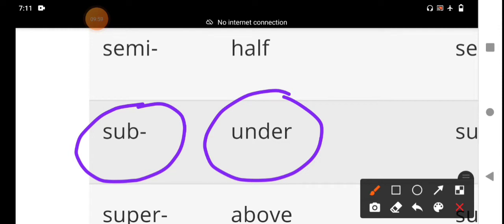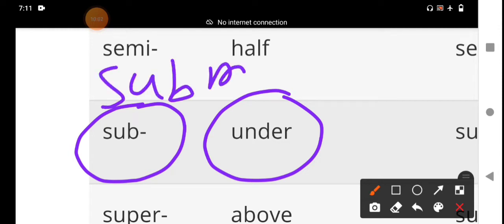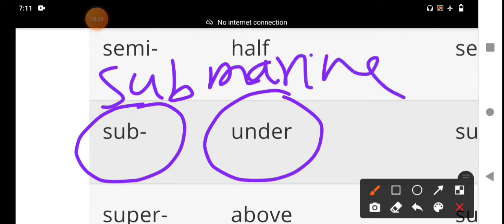For example, submarine, M-A-R-I-N-E. What is the meaning of submarine? A vehicle that travels under the sea. Under sea, that is called a submarine. So what is the meaning of sub? Sub means under, below, an inferior position. That is the meaning of sub.